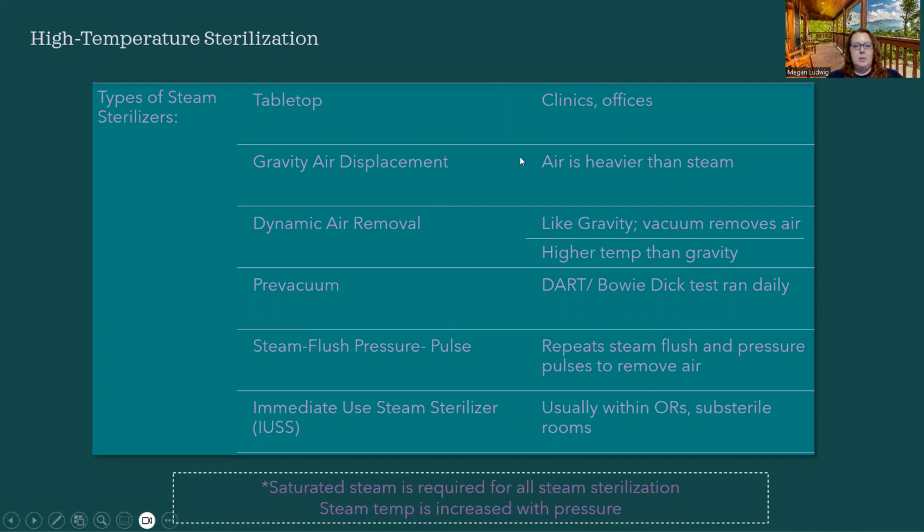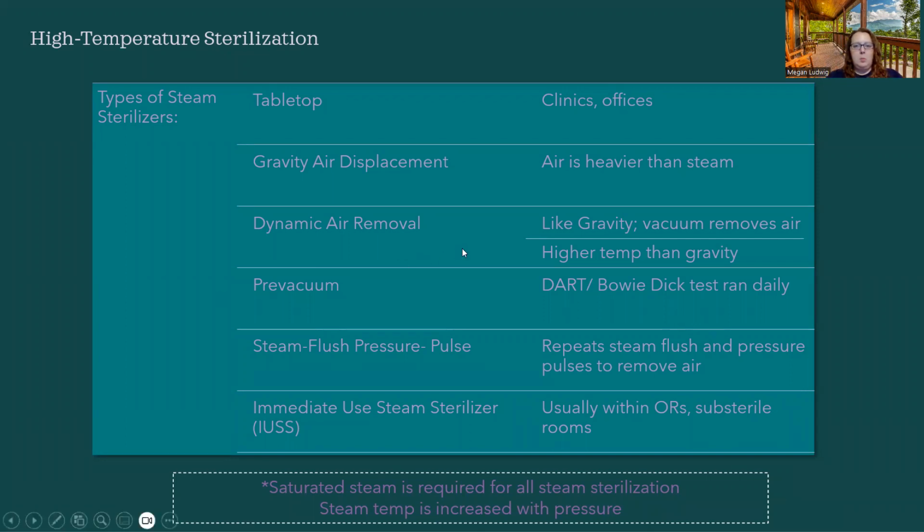Gravity air displacement is very common. Actually, these three here in the middle are all pretty common. The gravity air displacement works because air is heavier than steam. So the steam will rise and then get through the entire thing, the entire inside casket.